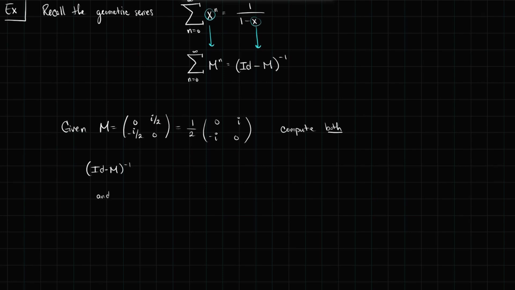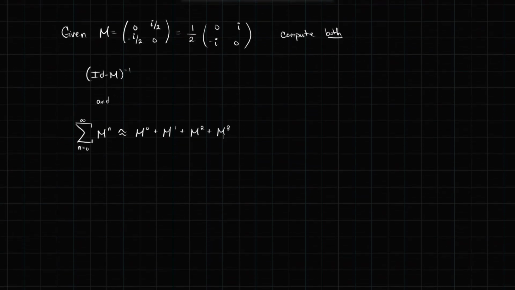And let's do this sum of M to the n, but let's just approximate it by the first 4 terms. So M to the 0, M to the 1, M squared, and M cubed. So there's going to be more terms that would show up, but let's just approximate it by those 4 and compare. Let's see if these ideas get close to each other. Let's see if they are approximately the same. The question becomes, how close will these be? So we want to see if our geometric series extends to matrices as well.